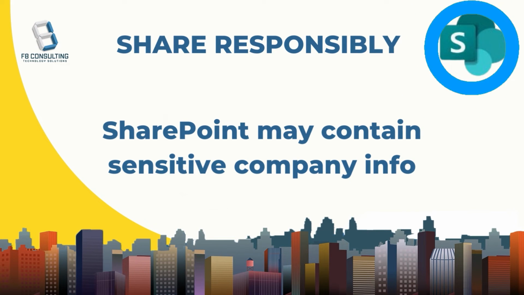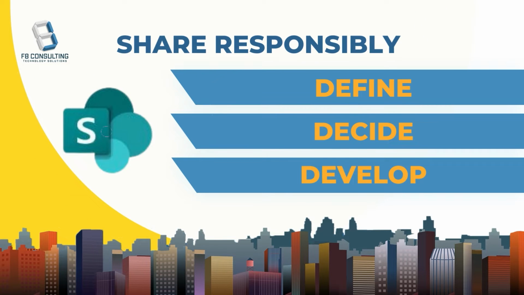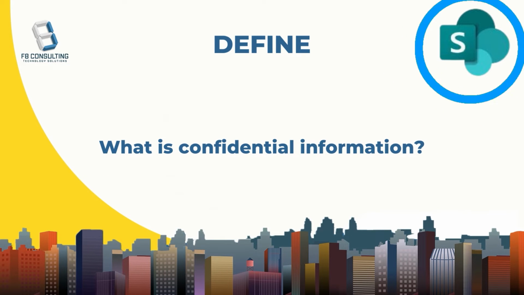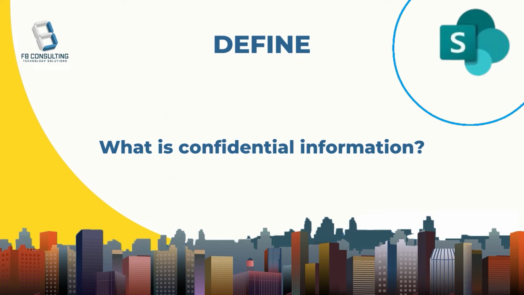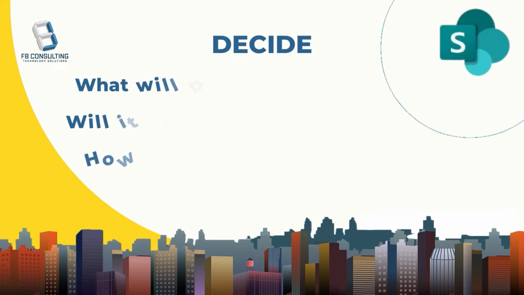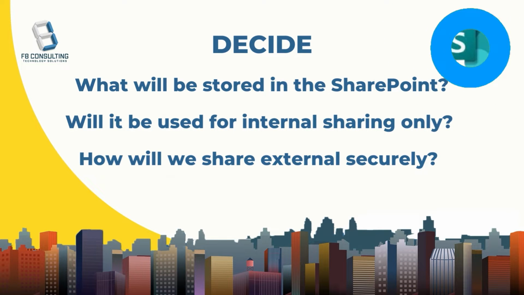So again, we want you to share responsibly by defining, deciding, and developing some policies for your organization. So first, we want to define what confidential information is, what we don't want leaked, what we don't want shared, things that are staying internal. We want to make sure that everybody is clear on what that information is and looks like. Then we want to decide what will be stored in SharePoint. Are we going to put this super confidential information in here? What are we using it for?